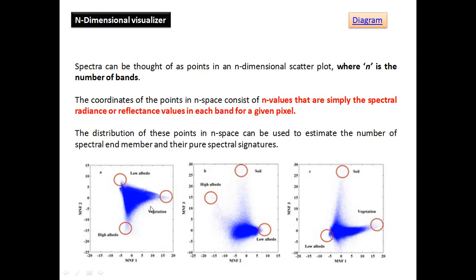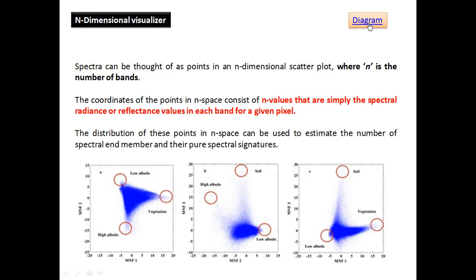As a number of spectral spaces are used to visualize the different spectral classes, these are called the n-dimensional visualizer or the n-dimensional visualization. Here the n is the spectral band or the MNF component. So these are the MNF components and these are the n. And the n-dimensional spectral space consists of n values, which are pixel values or spectral values.